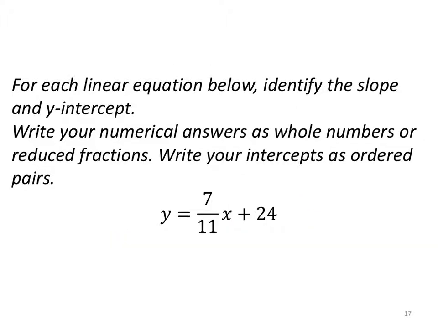I don't know if they did that 7-11 24 stuff on purpose. Some of you guys get it, I guess, though. Slope is 7/11, and the y-intercept is 24.